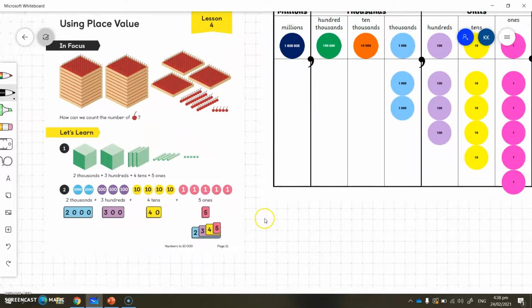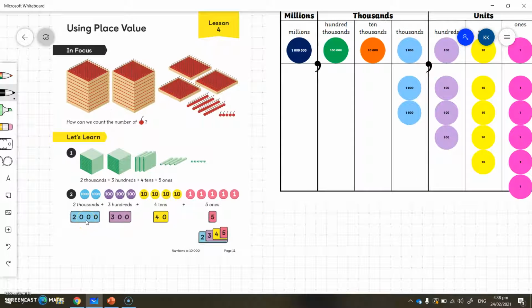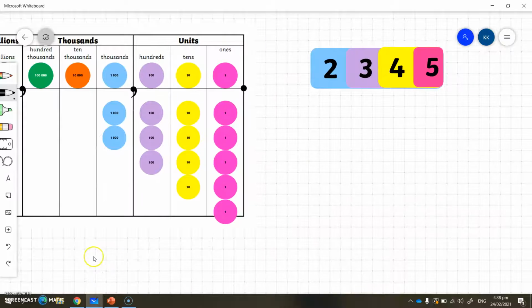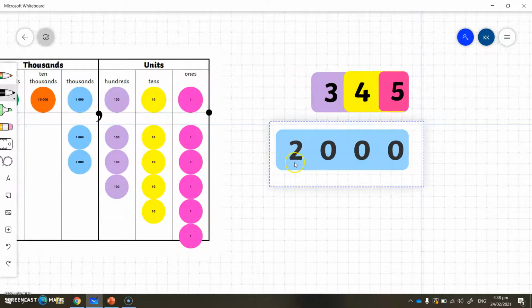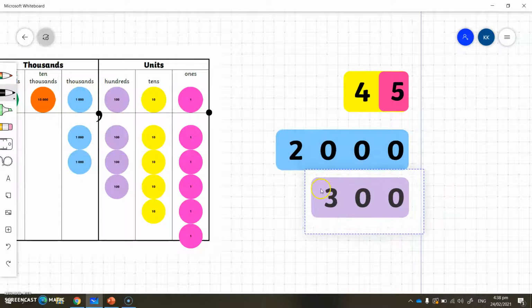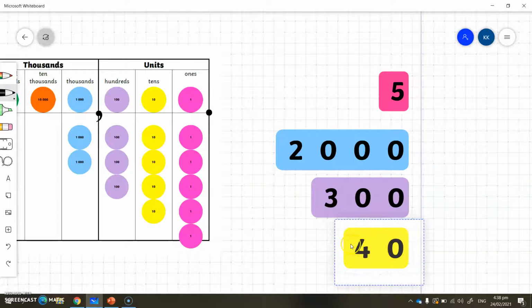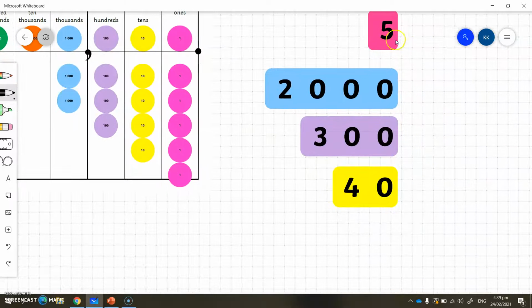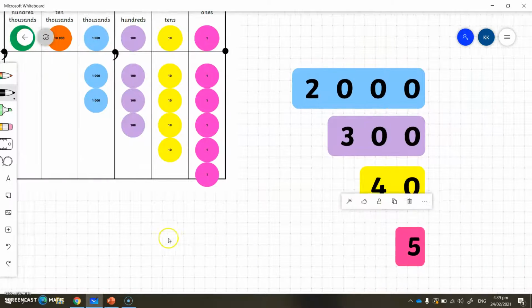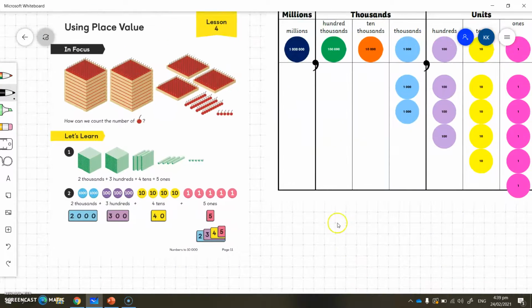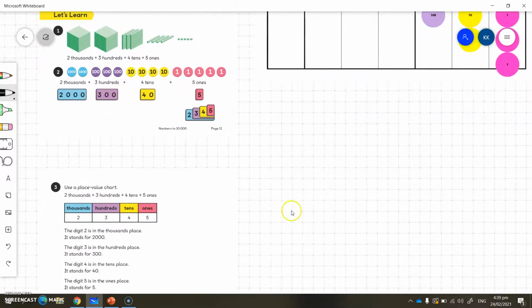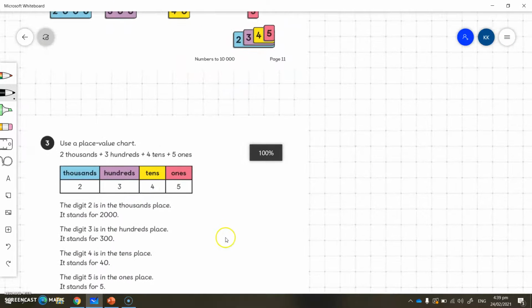I could also use expanded notation, where I think about my 2,000s, my 300s, 4 tens, 5 ones. I could use my place value chart: 2,000, 300s, 4 tens, 5 ones.